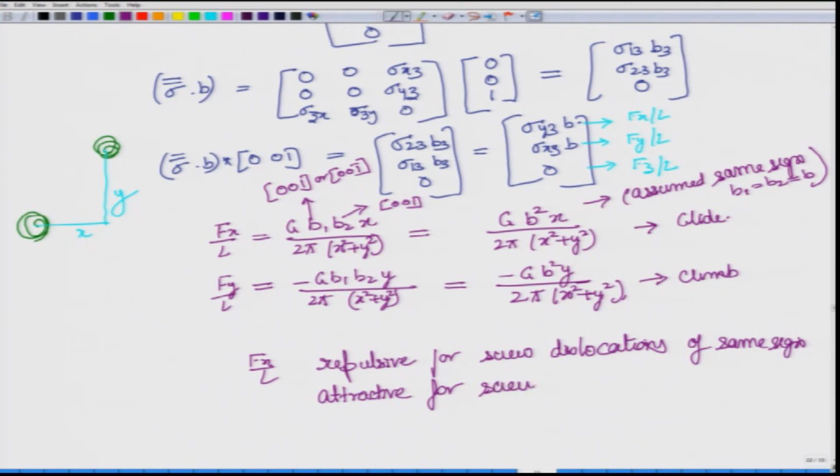for screw dislocations of opposite sign.